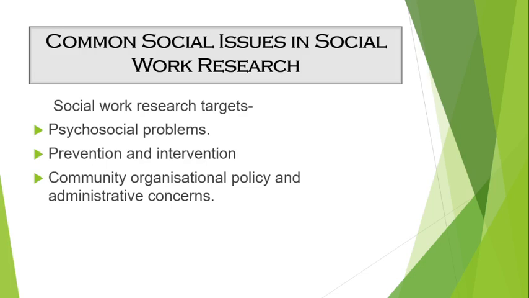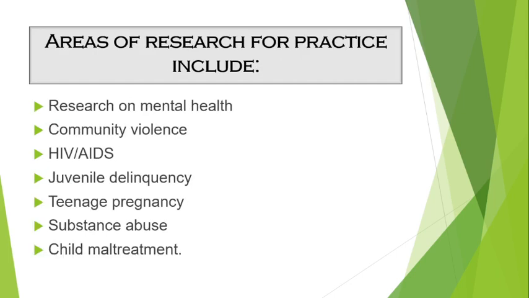Now, common social issues in social work research. Social work research targets, namely, psychosocial problems which you have in a society very often, prevention and intervention, community organizational policy, and administrative concerns. All these are the social issues which arise. Areas of research for practice include research on mental health, community violence, HIV/AIDS, juvenile delinquency, teenage pregnancy, substance abuse, and child maltreatment. These are all the issues that you have in social work or even in the society.